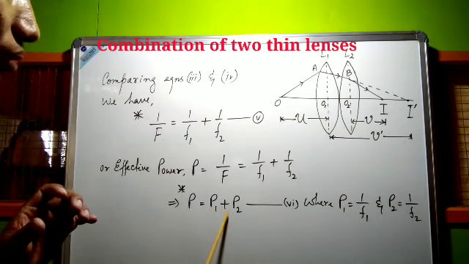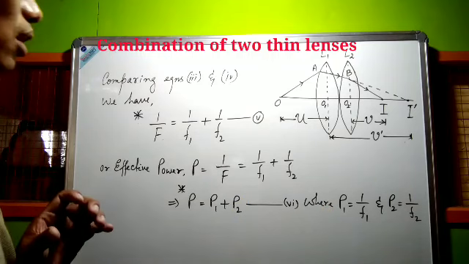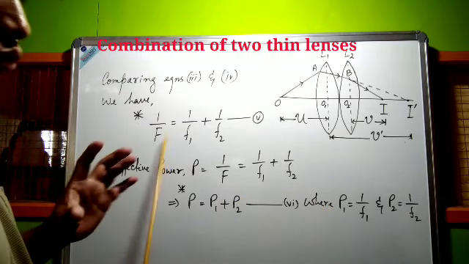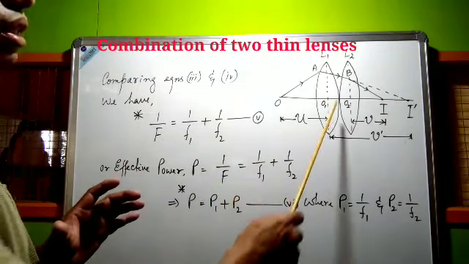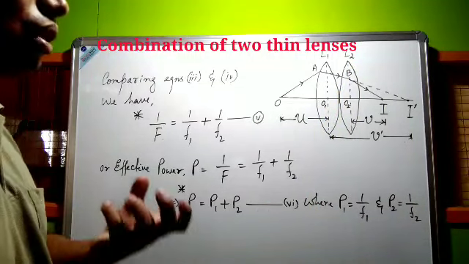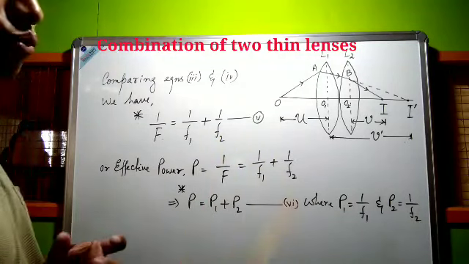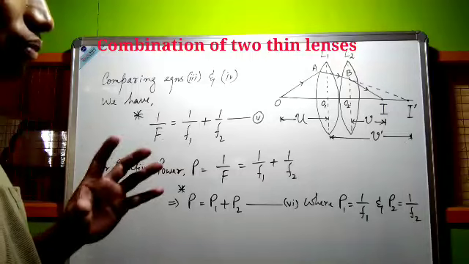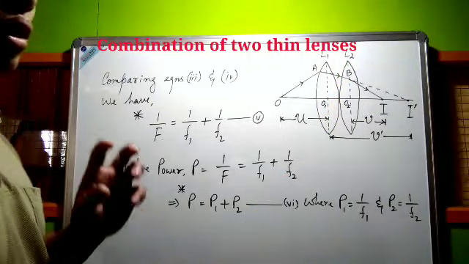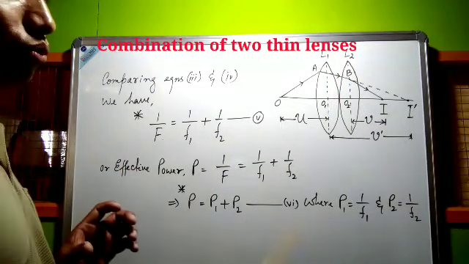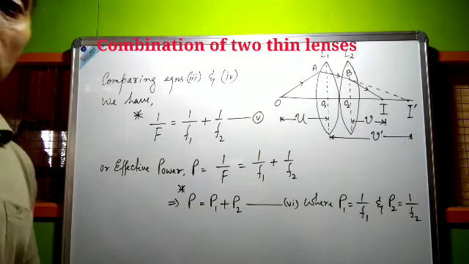So capital P equals P1 plus P2, since 1 by F1 is P1 and 1 by F2 is P2. Equation number 5 gives the effective focal length, and equation number 6 gives the effective power. The lenses may be concave or convex. Suppose lens L2 is concave; then in calculation its focal length F2 carries a negative sign, and for a convex lens it is positive. In calculations we have to always consider the sign convention.